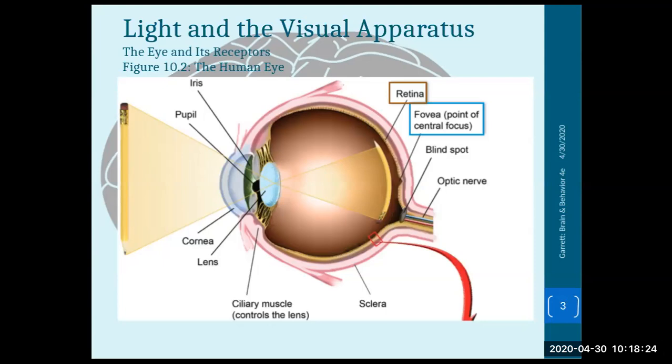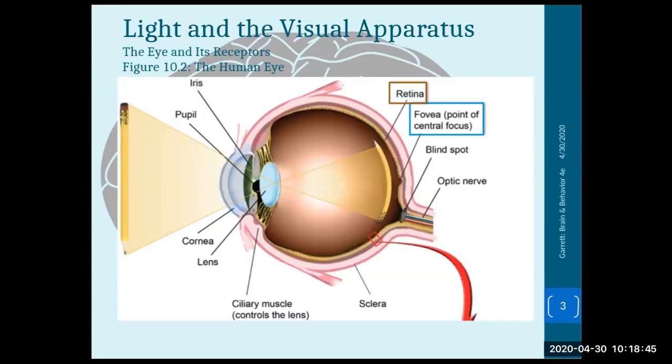So we have the fovea, or point of central focus, in the retina, and we have the blind spot, which is where the axons of the ganglion cells come together to form the optic nerve and bring that information to the brain.